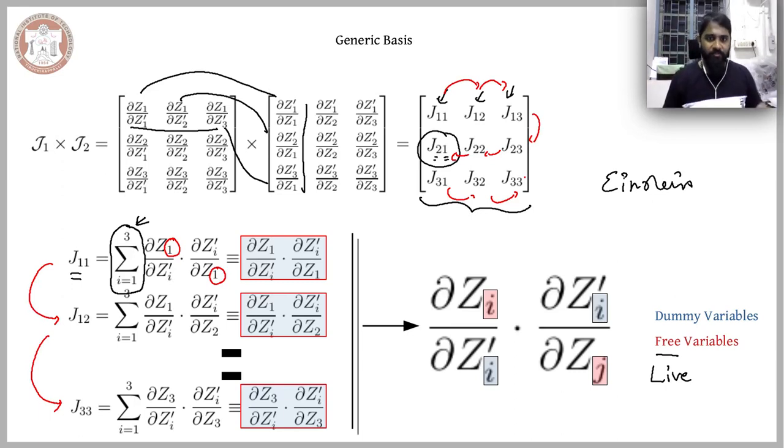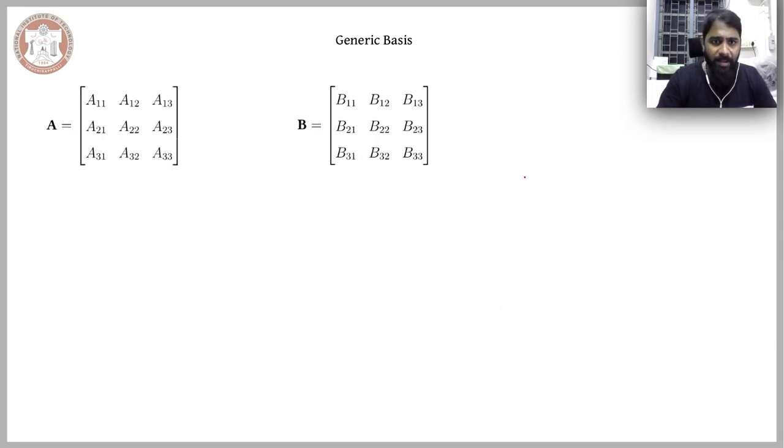We have taken one of the most demanding forms of a matrix, the Jacobian matrix, and considered its product, and we were able to express it using dummy and live indices. So let us put our understanding into practice by considering rather straightforward matrices. Let us consider matrix A and matrix B, each a square matrix of 3 cross 3.